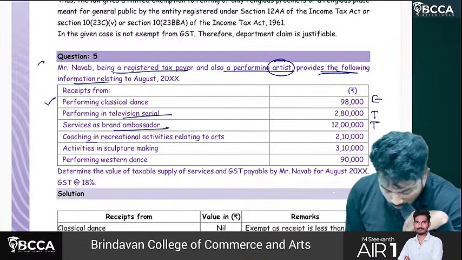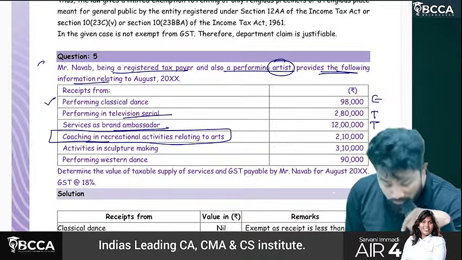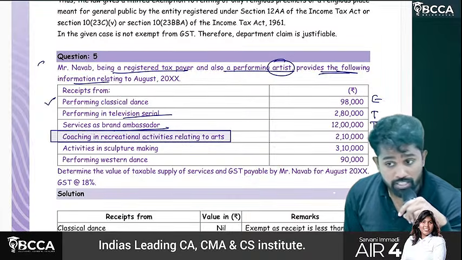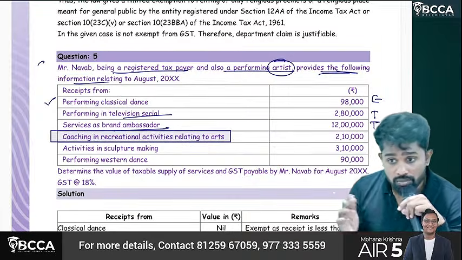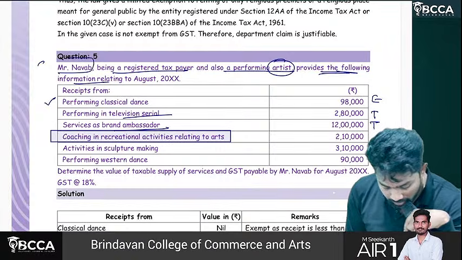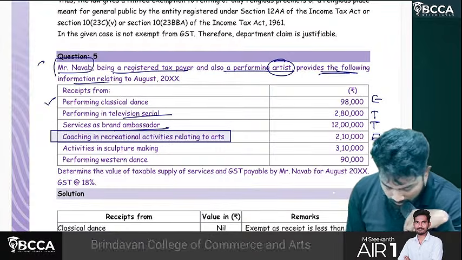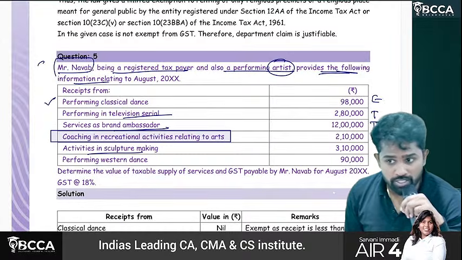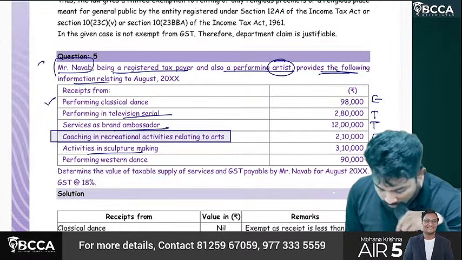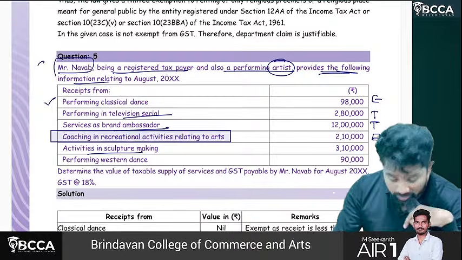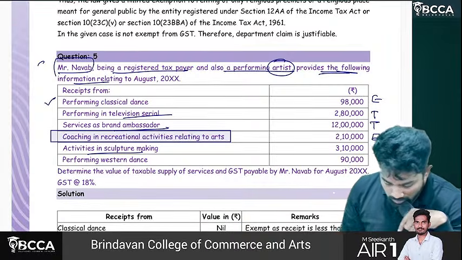Coaching in recreational activities related to arts, exempted, sir. Who has to provide it, either an individual or a charitable institution? Here he is an individual, so this is exempted. Activities in sculpture making, nowhere is it mentioned as exempted, so it is taxable. Then performing western dance, that is also taxable.